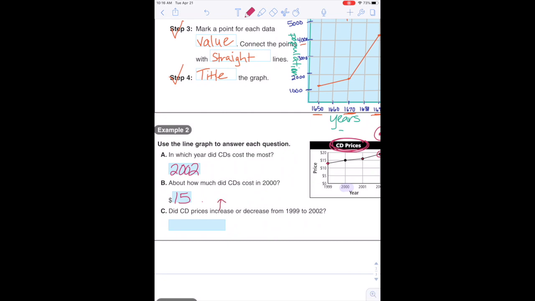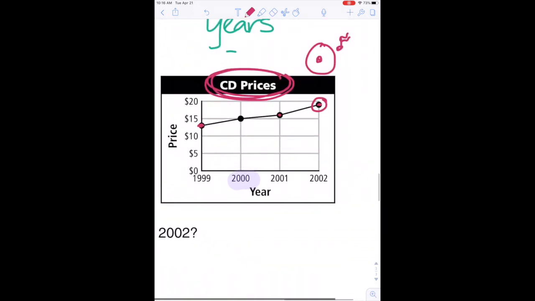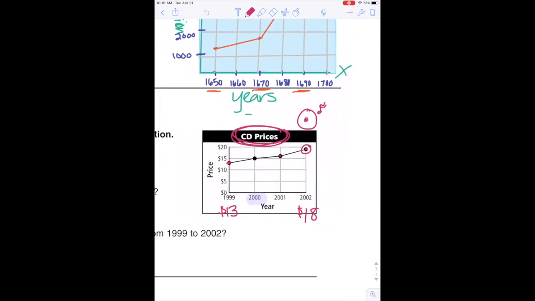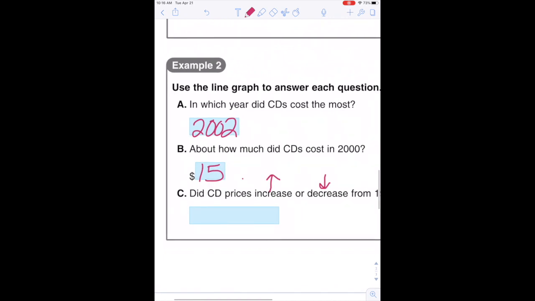So now it's trying to figure out, did the CD prices increase? Did they go up or did they go down from 1999 to 2002? So if we look at 1999, they were about $13. 2002, they were about $18. So did the price get to be more or less? So it increased.